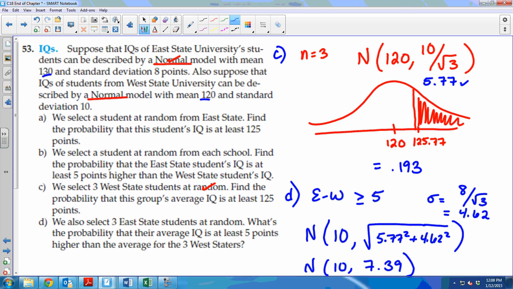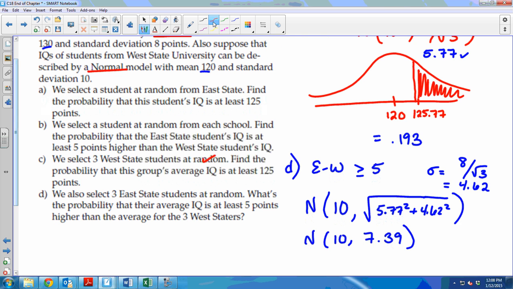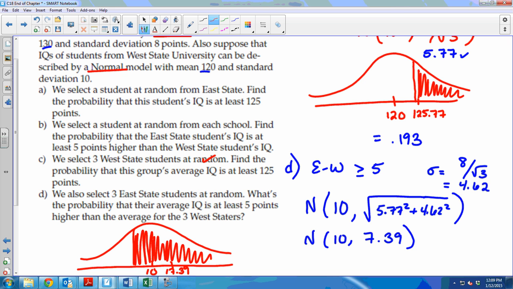So now I can actually find the probability. If I do a quick sketch of East minus West, my mean is 10, standard deviation is 7.39. I'm looking for at least 5 as the difference, right? So you can still use a calculator, but we have a sketch to make it better. And so I got a probability of 0.751. Is that what you guys got? Excellent.